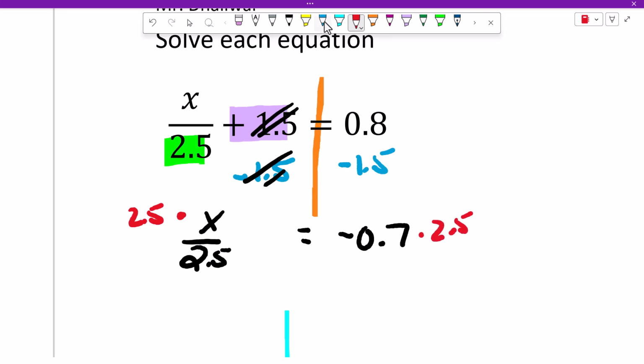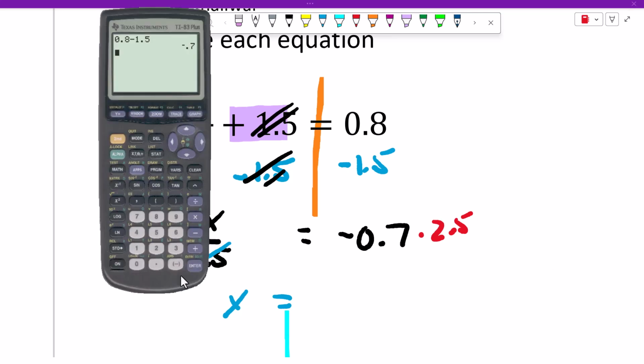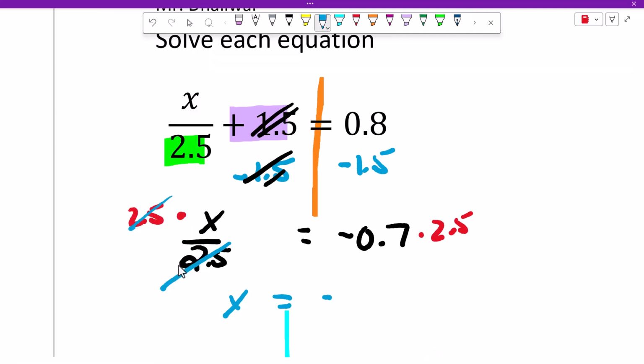All right, so 2.5 on the top cancels the 2.5 on the bottom. And then we just grab our calculator and we do that calculation. So you have negative 0.7 times 2.5, and we get negative 1.75. So if the question has decimals in it, just grab your calculator and do the calculations. Add and subtract the numbers, multiply and divide the numbers.